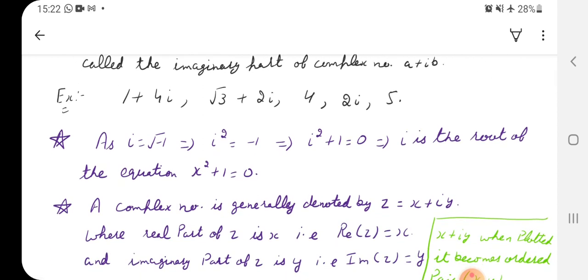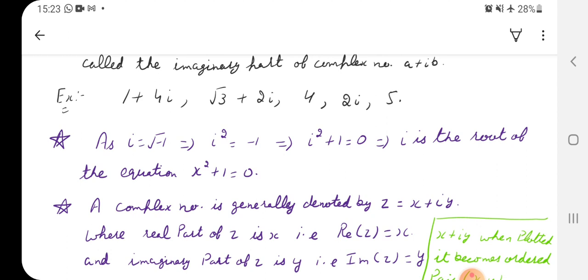Now next, we fixed iota as root of -1. So squaring both sides, we will get iota square equals to -1. So if iota square is equal to -1, this implies iota square plus 1 will be 0. If it is 0, can I say that iota is the root of the equation x square plus 1 equals to 0? Yes, of course I can say it.